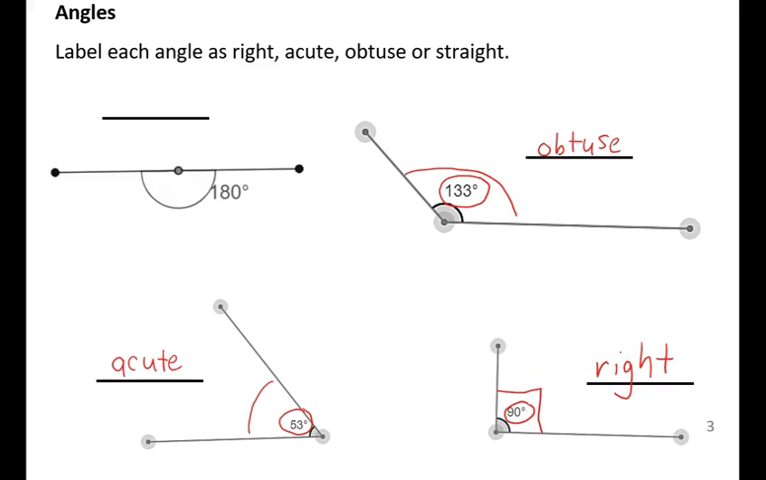And that leaves our final angle that looks like a straight line. It's 180 degrees, and because it looks like a straight line, we call it a straight angle. So that concludes our review of polygons, lines, and angles that will help us in upcoming lessons.